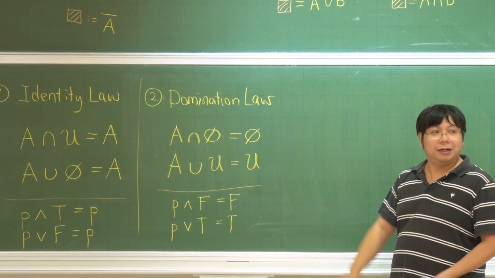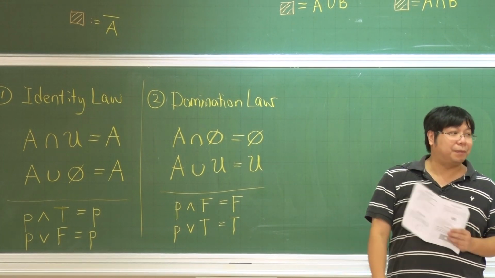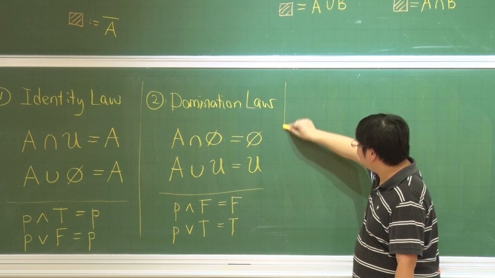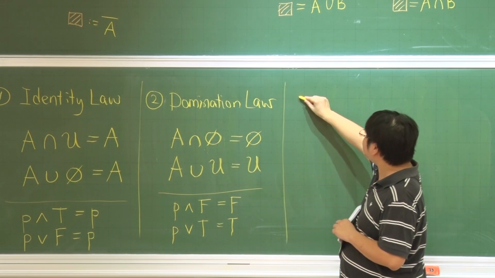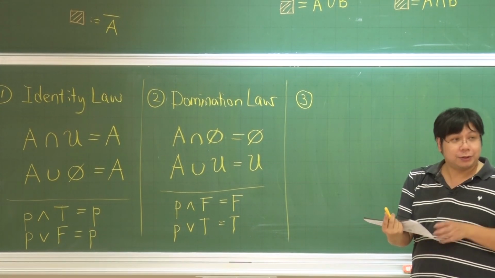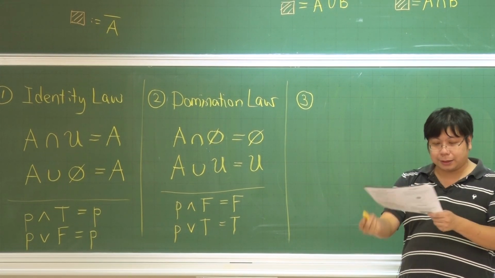Everything here, you can prove by using the Venn diagram. And of course we will have more ways to prove them. We'll show how to prove identities later. But let me introduce the important identities first.